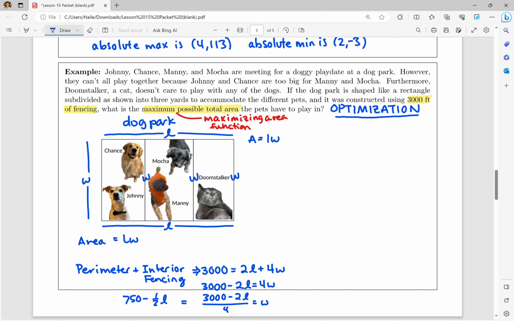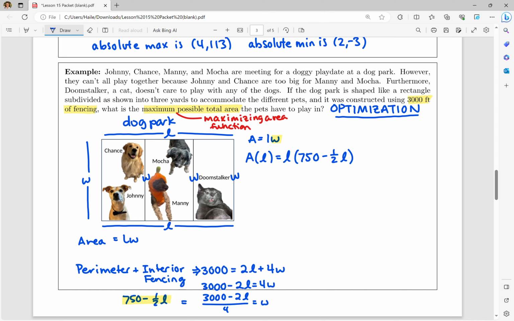Okay, so now that I've found this, I can take this and plug it in for W. Now I'll have a function A of L is equal to L times the expression for W, which is 750 minus 1/2 L. And now I have a function in terms of one variable.